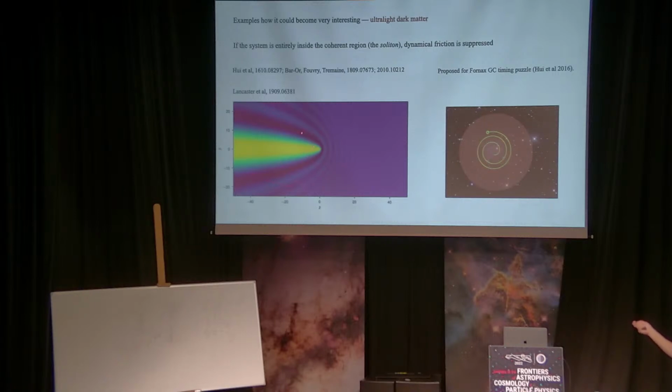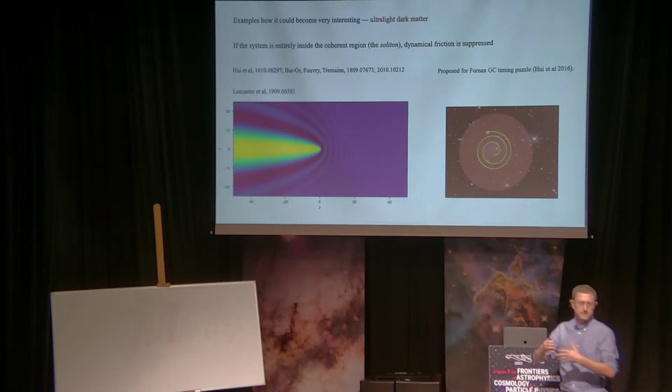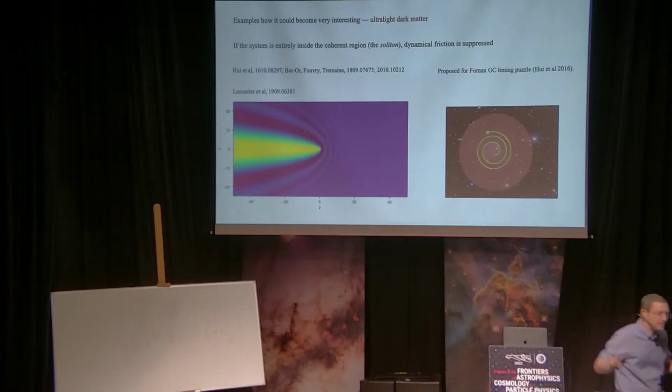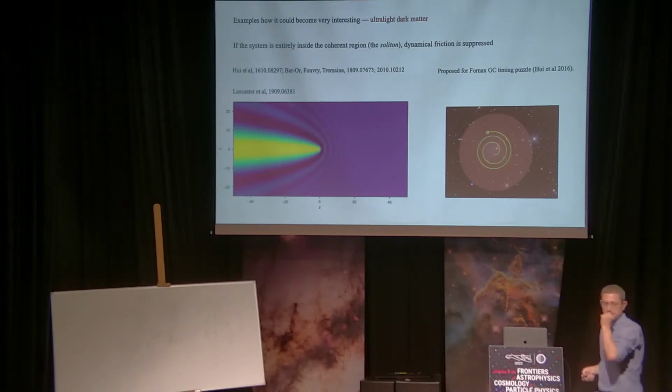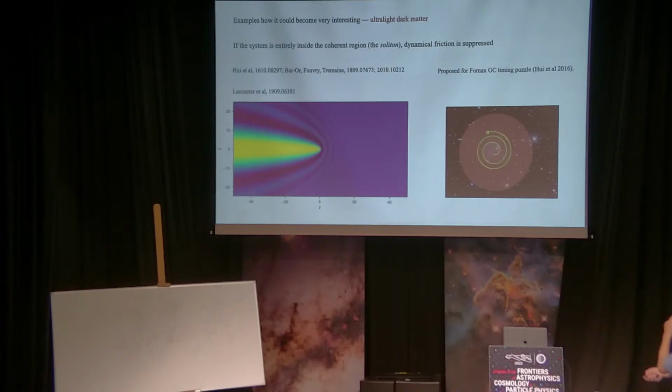Well, if the scale size of the wake is much smaller than the coherence scale, the de Broglie wavelength, then you simply cannot excite it. You cannot excite the field to possess structure on scales that are much smaller than the de Broglie wavelength. So this thing is non-viscous. Basically there is no dynamical friction if you move through it on small enough scales. And so it was actually pointed out by Hui and by others that perhaps this suppression of dynamical friction is the solution for the Fornax timing problem.